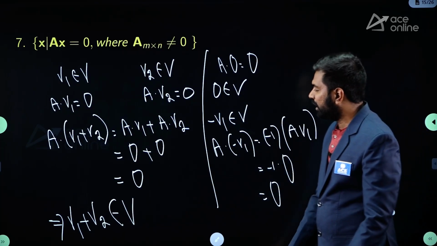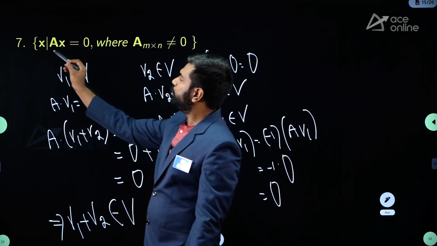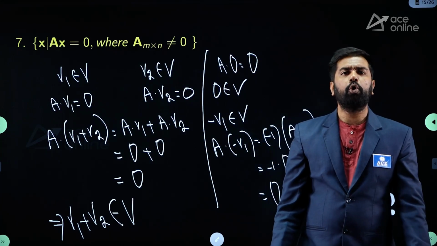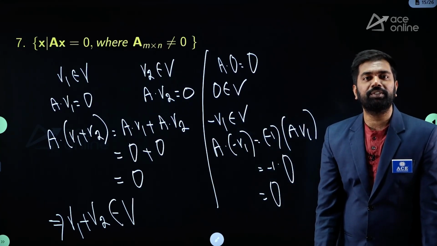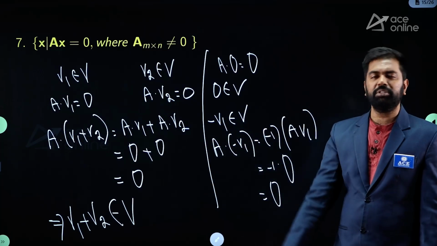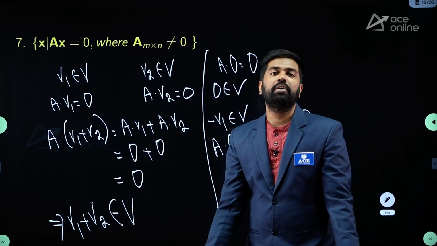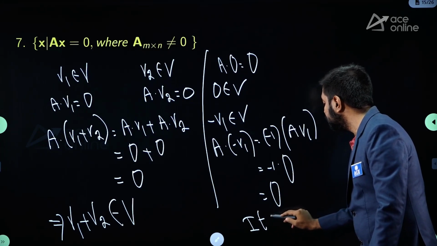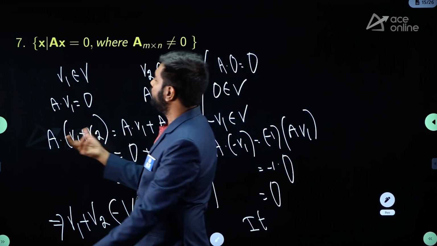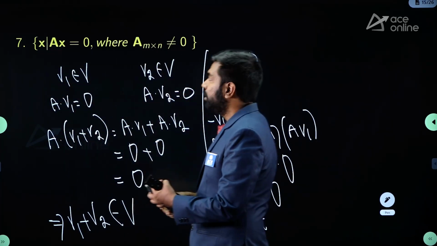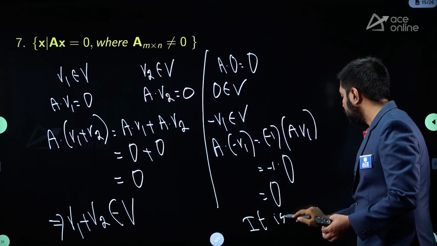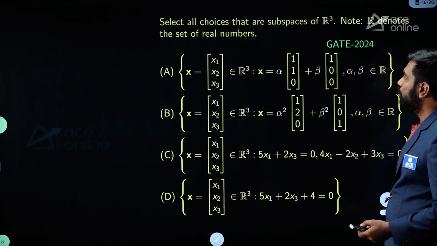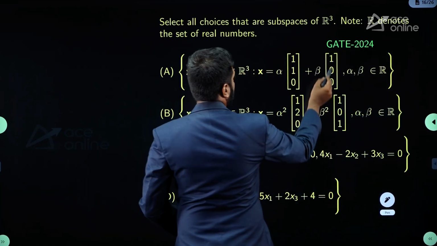So you will slowly understand that the set of all solutions which satisfy Ax equal to 0, or the set of all solutions of a homogeneous system, forms a subspace. The moment you see a homogeneous system, subspace. The moment you see a non-homogeneous system, not a subspace. So what shall I write here? Yes, it is a subspace. Which is a subspace? The set of all solutions which satisfy Ax equal to 0 is a subspace, students.